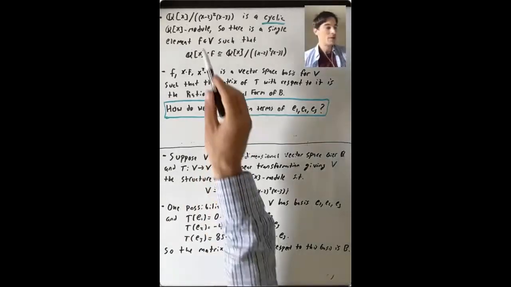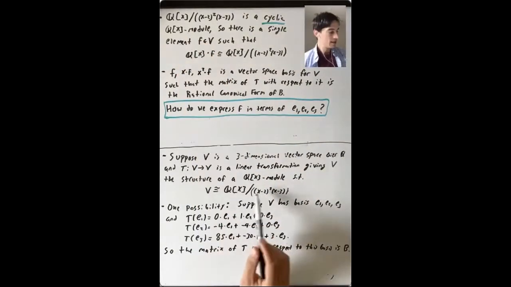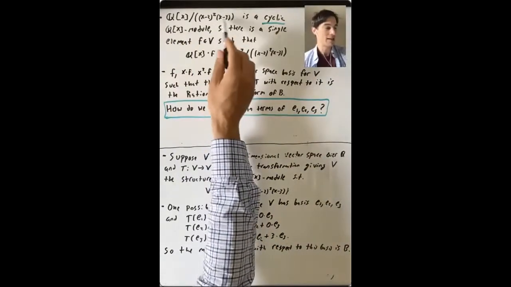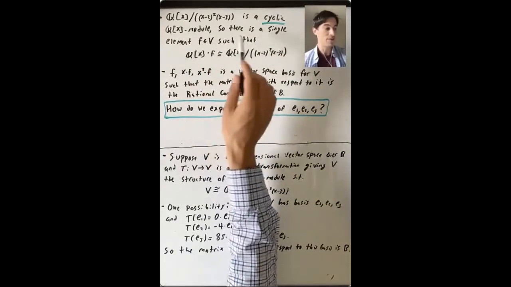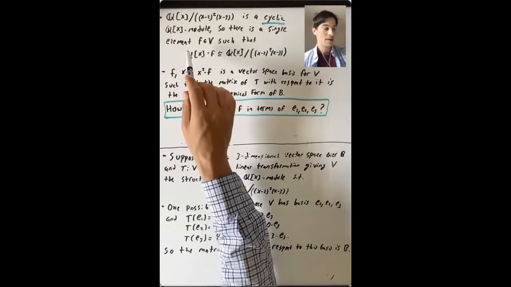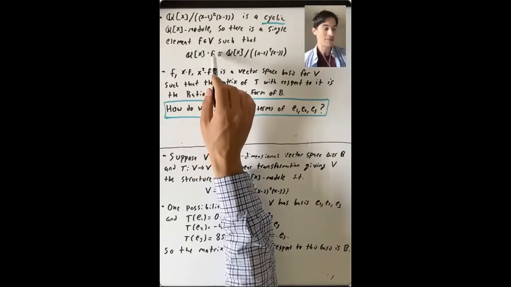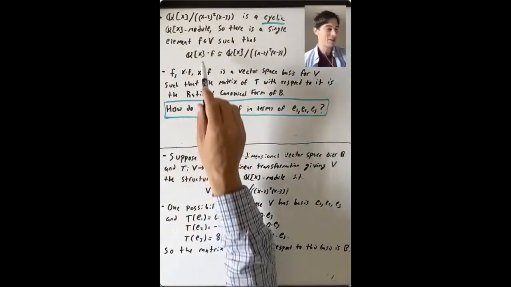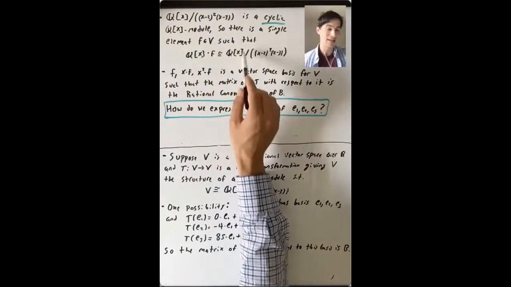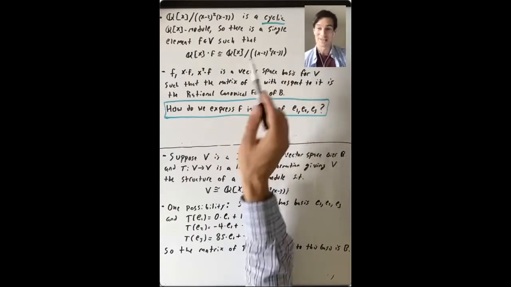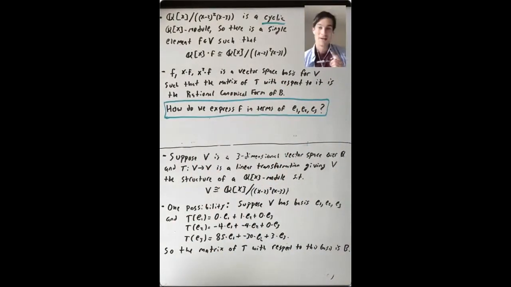What do we know? We know that V is a cyclic Q[x] module. I mean, Q[x] mod this ideal is a cyclic Q[x] module. So there's some single element f in V such that the cyclic Q[x] module generated by f is all of V, and it's isomorphic to this particular quotient. So there's a single generator f of V as a Q[x] module.